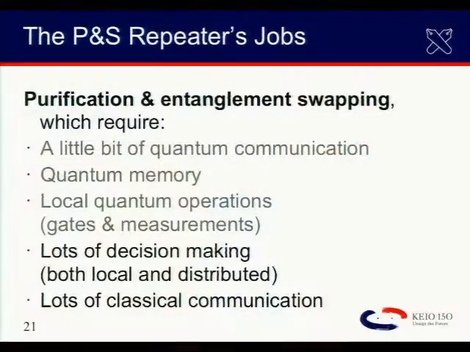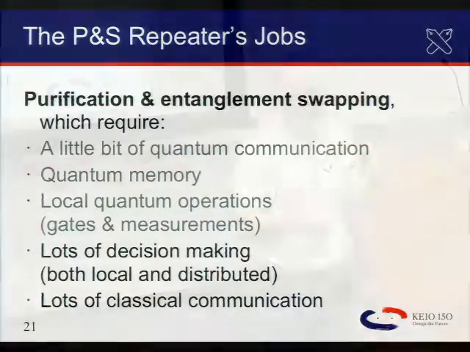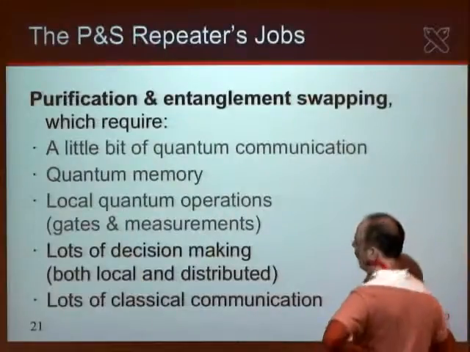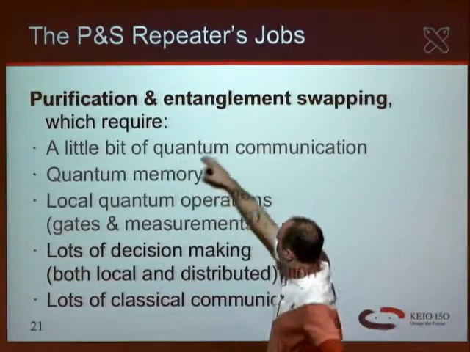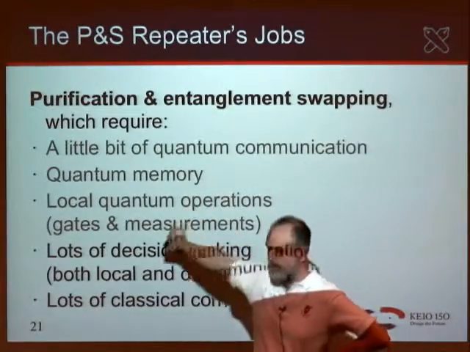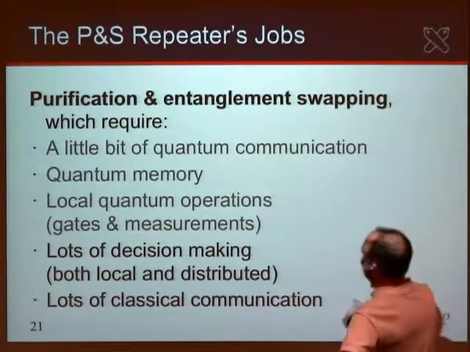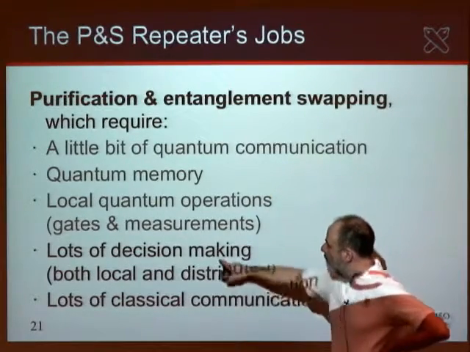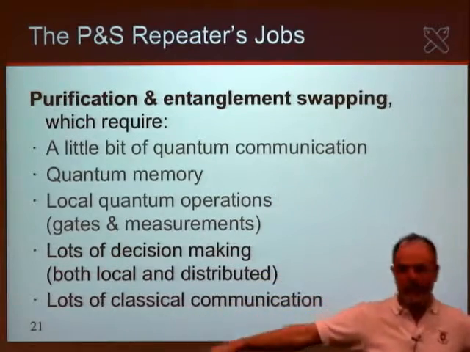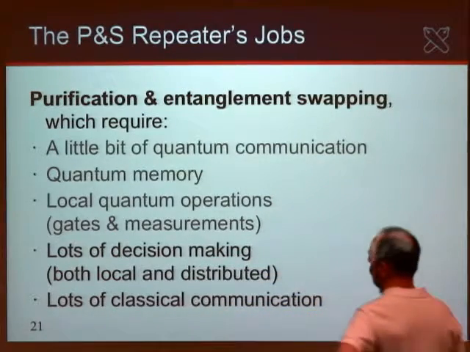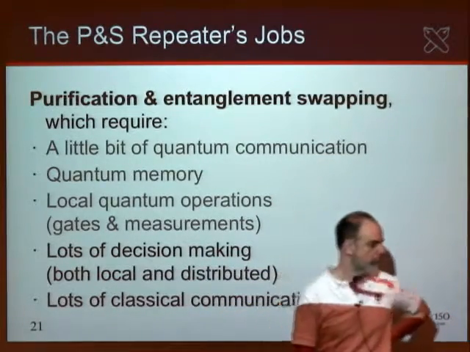So, most of what I'm actually talking about, most of the work we've actually done in terms of simulation is on the purify and swap form of quantum repeaters. So that's mostly what I'm going to talk about today. And what they need is a little bit of quantum communication, quantum memory, local quantum gates. Well, this is true for pretty much all repeater architectures. Lots of decision making, both local and distributed, and lots of classical communication. We'll see how this sort of all comes out.